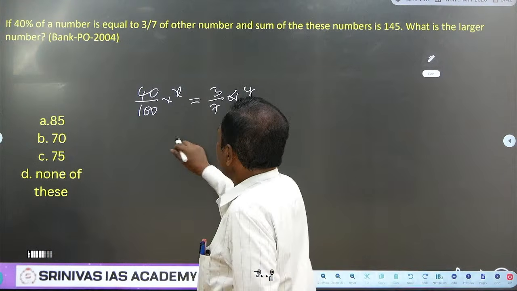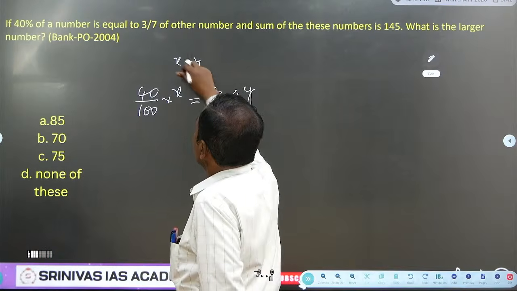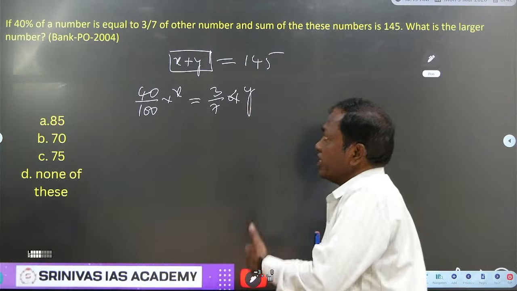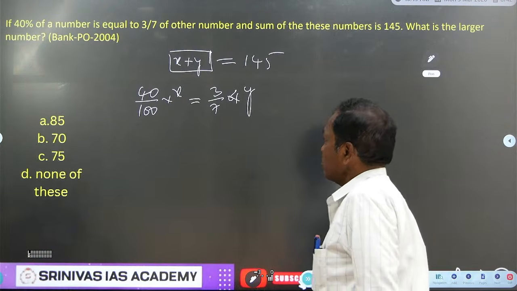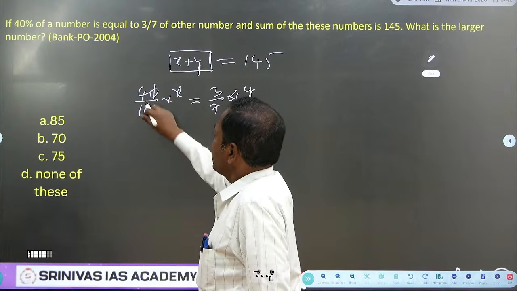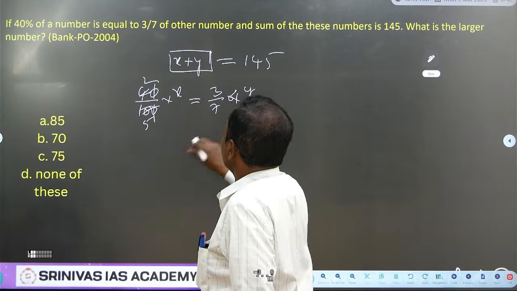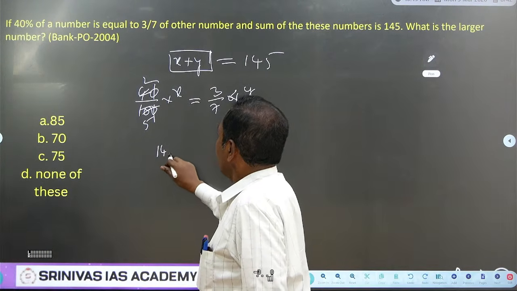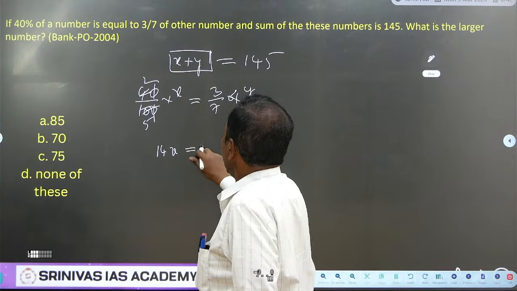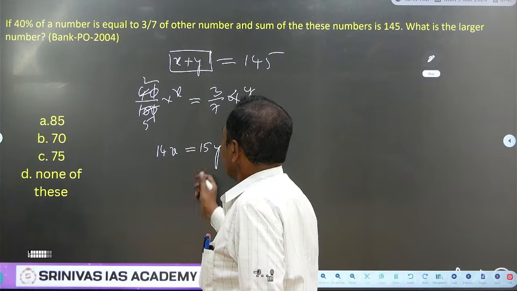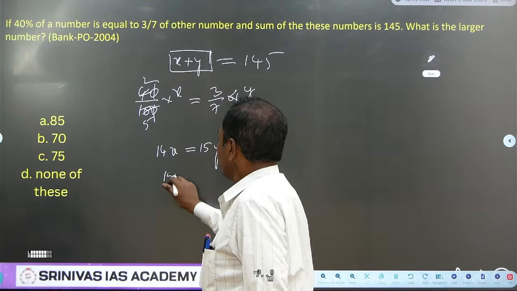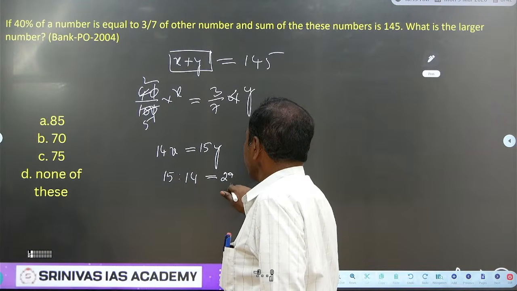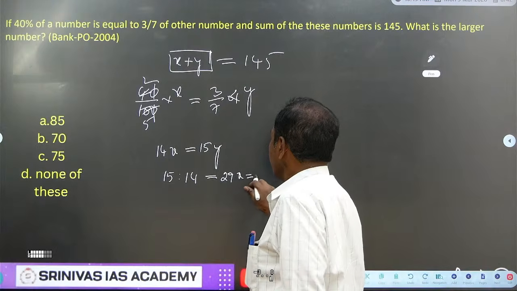Right, so x plus y is equal to 145. The entire question has been translated into equations. Now the 0 and 0 get cancelled, the 2s and 5s also cancel. 2 into 7 is 14. So 14x equals 15y, and you can shift it. The ratio is 14 to 15. Total ratios is 29x, equals 145.